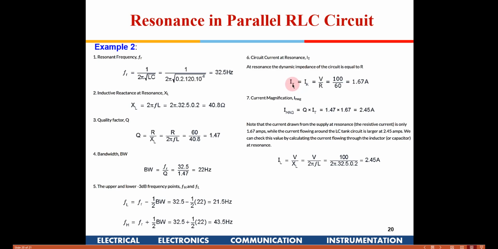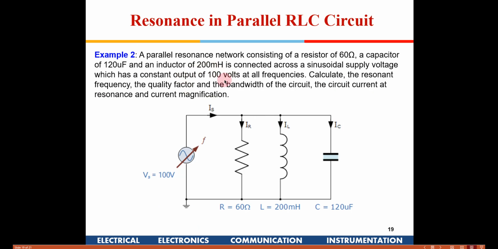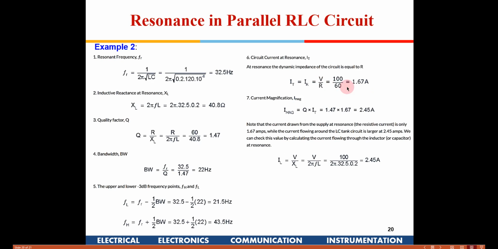Now the current through the resistance will be V divided by R, so it is 100 divided by 60. The 100 volts is given in the question itself, being applied here. Now the current magnification at resonance: the current which will flow will be Q times IT. That is known as the current magnification.